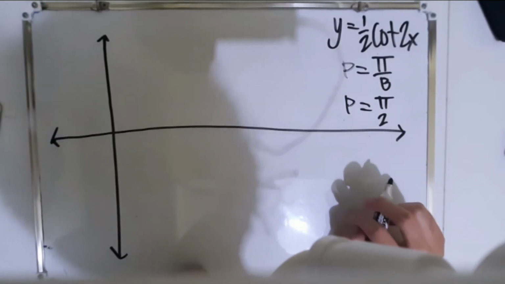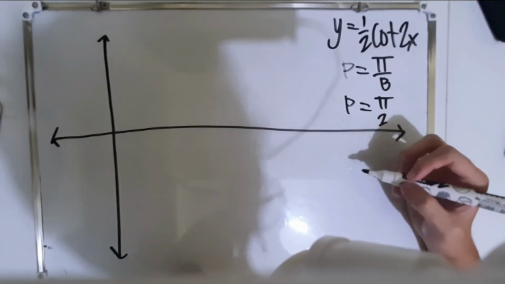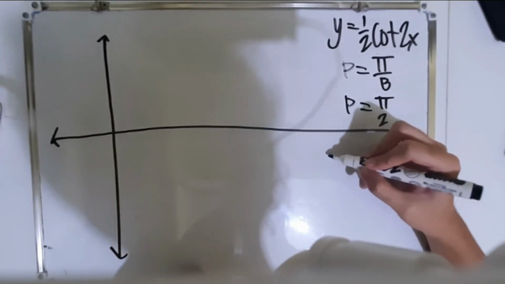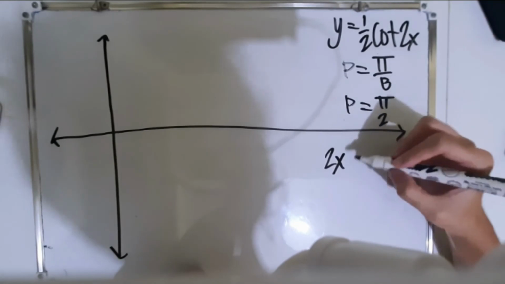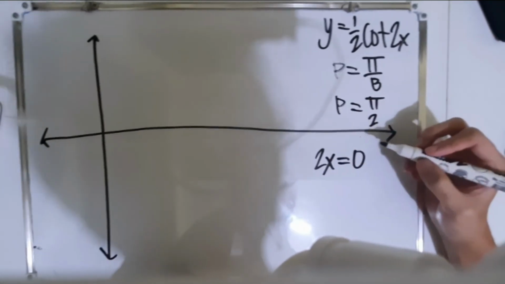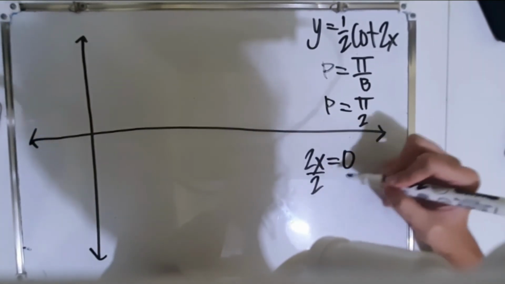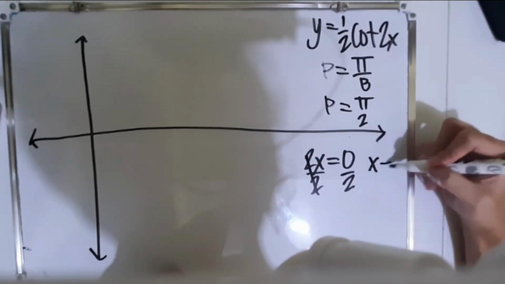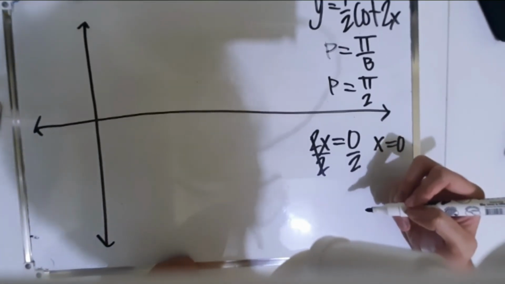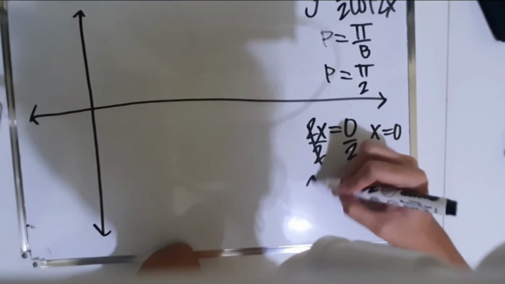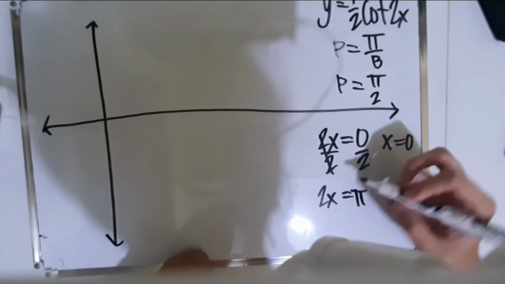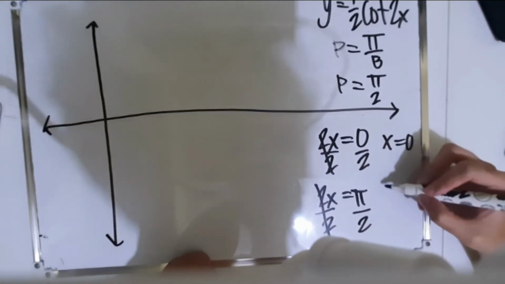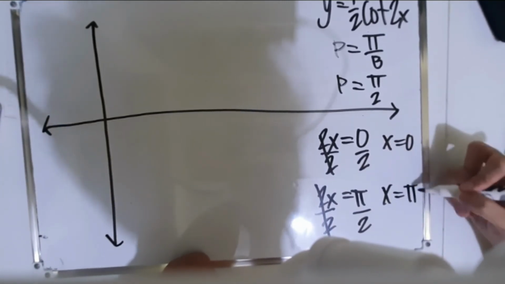We also need to find the asymptotes. To find the asymptotes, we need to equate our bx. So, 2x is equal to 0, where, when we divide both sides by 2, we get x is equal to 0. We also need to equate 2x to pi. So 2x is equal to pi. We divide both sides by 2. Then we get the answer, x is equal to pi over 2.